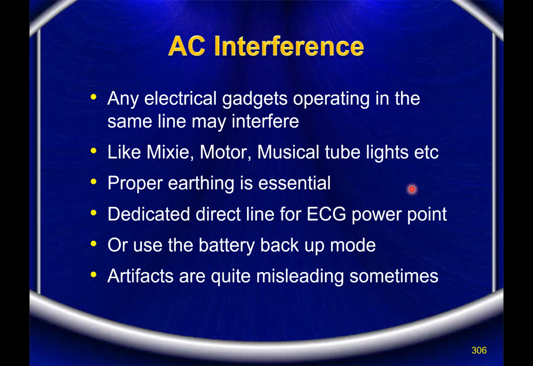An electrical gadget operating on the same electrical line or circuit may interfere, like a mixie, motor, tube lights, grinders, even the geysers. Proper earthing is essential. A dedicated direct line for the ECG power point is important, or disconnect the ECG from the mains. If there is battery recording, use the battery mode, and then no problem. No other artifacts will come. The artifacts are quite misleading sometimes.